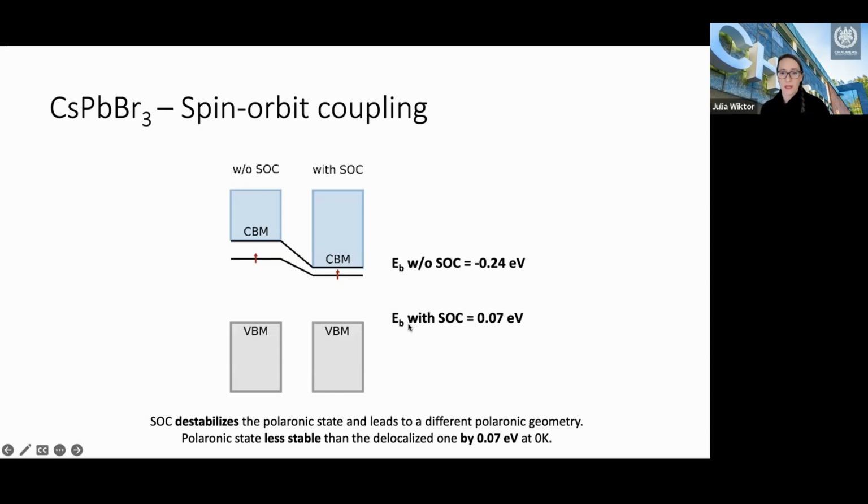And now with spin orbit coupling at 0 Kelvin, we have a polaron that is 0.07 eV less stable than the delocalized electron, which would mean that, well, polarons are not stable in this material. But this is still at 0 Kelvin, and we saw that temperature can change a lot.